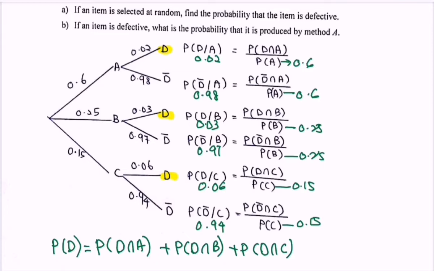B. If an item is defective, what is the probability that it is produced by method A? We have the situation, the probability of A, given that the item is defective. So that is the question for B. Or we can say, we state the formula for B. So very obviously, this is a conditional probability. So what is the formula for conditional probability? The formula for the conditional probability: the probability of A given D is the probability of A intersect D over the probability of D. So kindly refer to the situation.